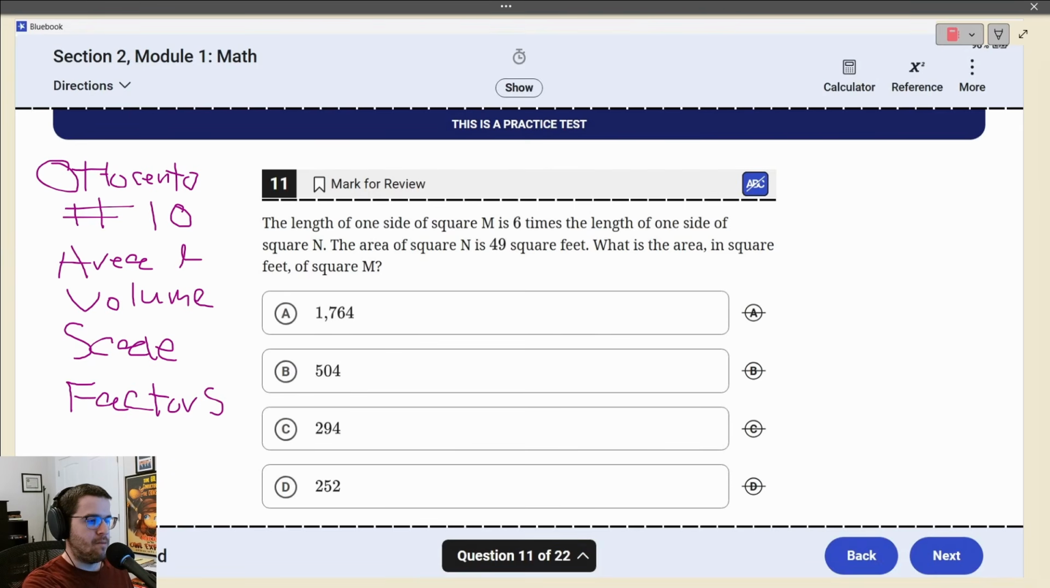Okay, so the thing that they expect you to know here is that squares are always similar. I go over that in the video. That's just something they expect you to know. They always have the same shape, right?